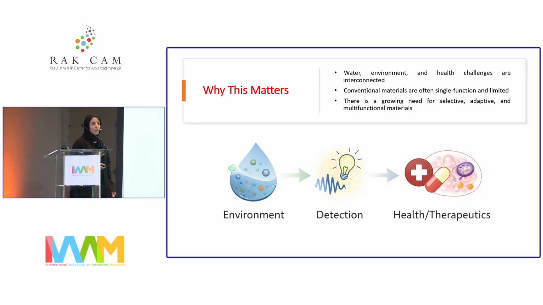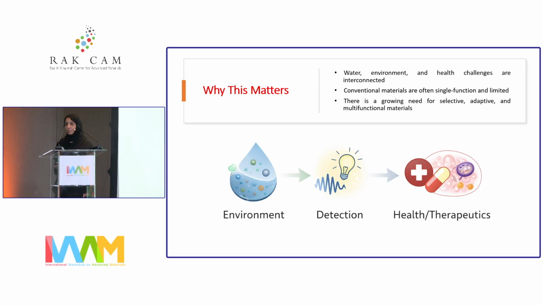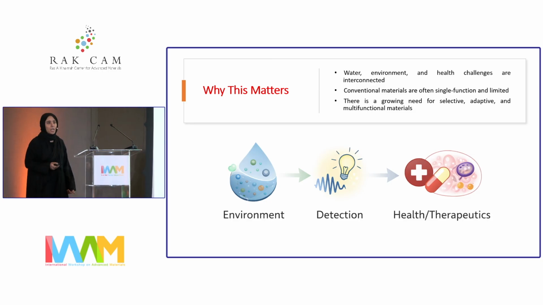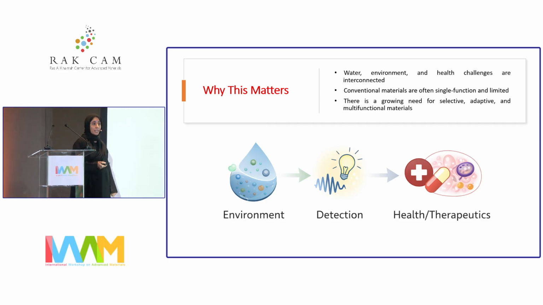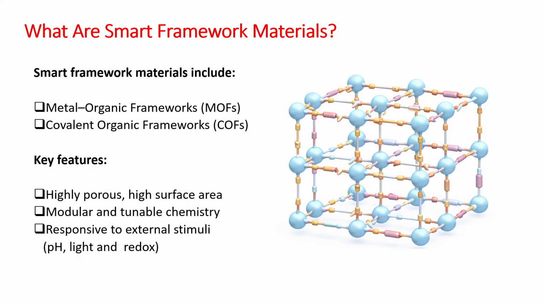As you know, water, the environment, and health are interconnected. The current materials are designed for one application only. So there is a need for smart, selective, sensitive, and multi-application materials. And for that reason, smart materials were born. The 2 main smart materials that we have are metal organic frameworks and covalent organic frameworks. Their signature is that they are characterized by high surface area, high porosity, and modular and tunable chemistry. They also respond to external stimuli like pH and light.